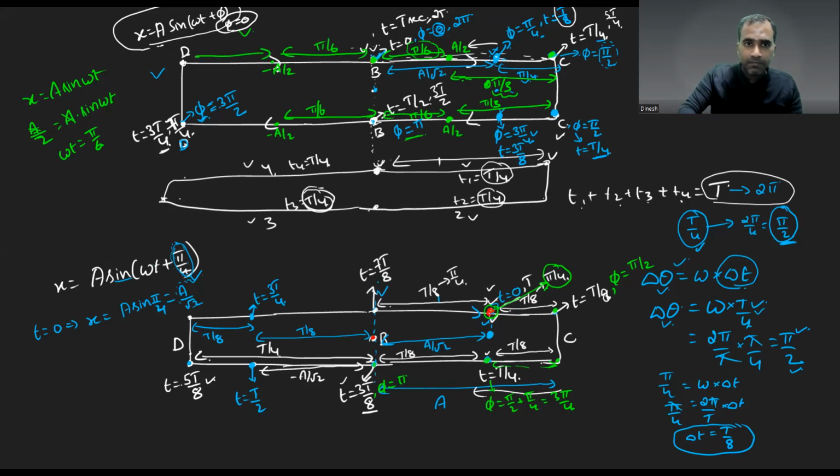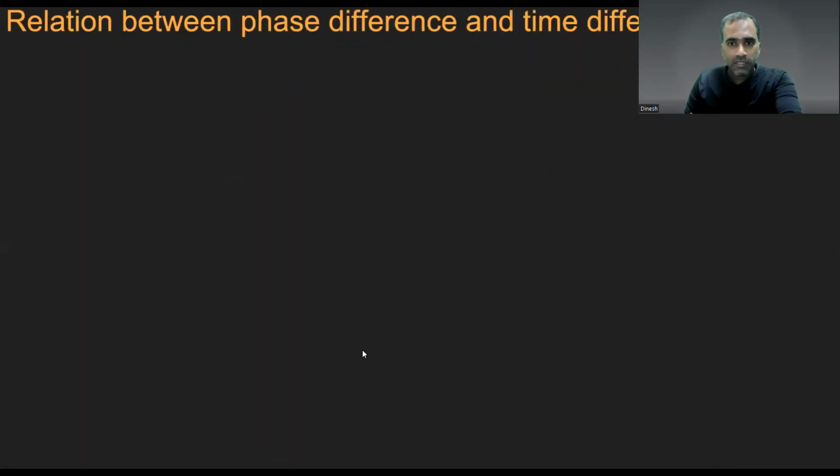This gap is pi by 3, pi by 5... Okay, good. Now we have understood this.